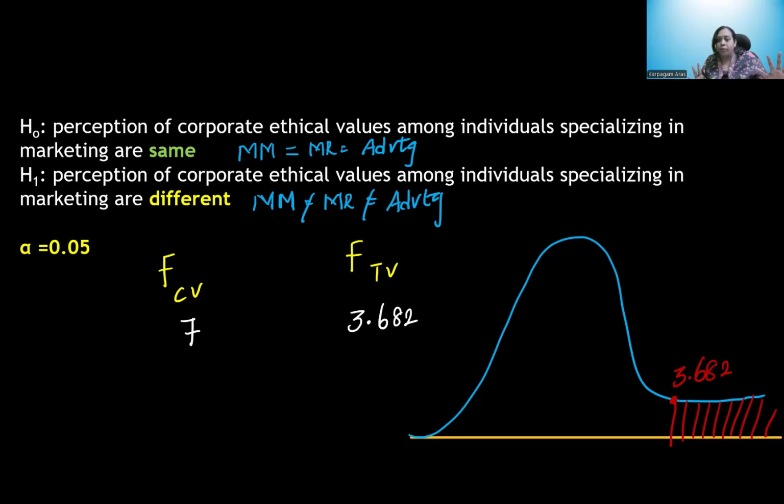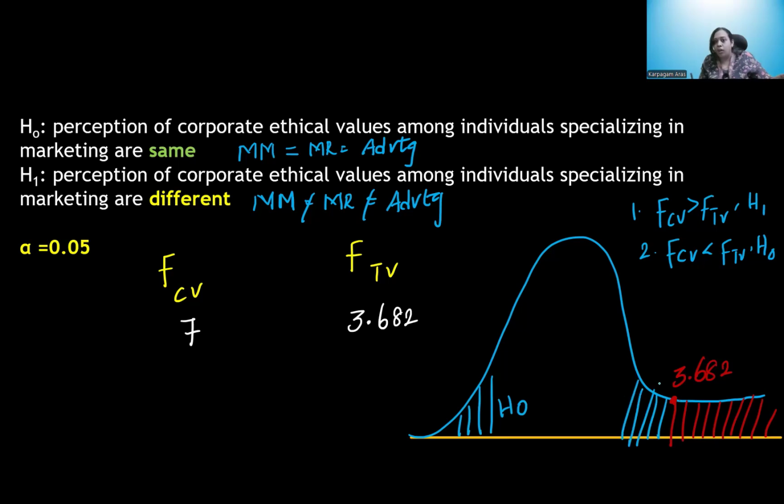What is the significance of the table value? The rule card: if F calculated value is greater than F table value, accept H1. If F calculated value is lesser than F table value, accept H0. This is the rule card. In our case, to prove our alternate hypothesis, we need a minimum of 3.682. If our calculated value falls lesser than 3.682, we will accept H0. Starting from this point until this point, it will be for H0. But if the value is exactly on 3.682 or thereafter, we will accept H alpha.